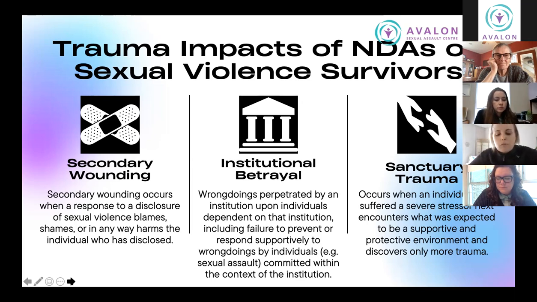And I think that institutional betrayal, really, if we're looking at post-secondary education, universities, institutions that carry a lot of power, when a person goes into a situation and they're dependent on that institution, and then the institution is not responding supportively to the wrongdoings committed within the institution, that harm and failure also creates a situation where the person, who has experienced harassment or sexual violence, was not safe in the situation where that act happened.